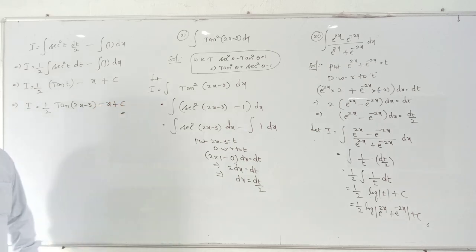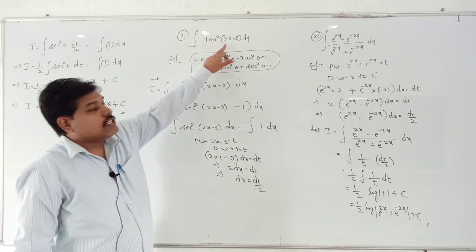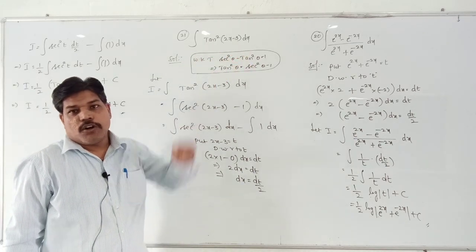So see that question once again, students. The problem is the integral of tan square (2x minus 3) into dx.